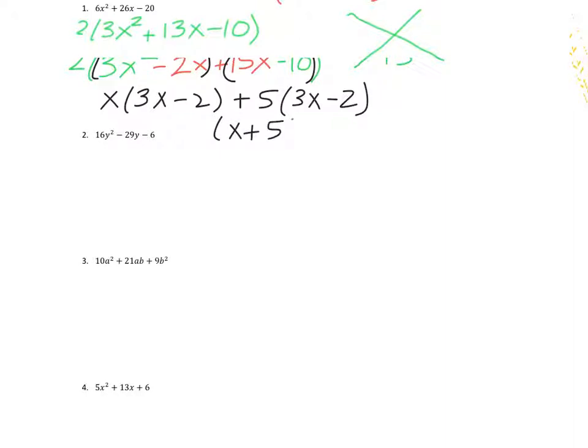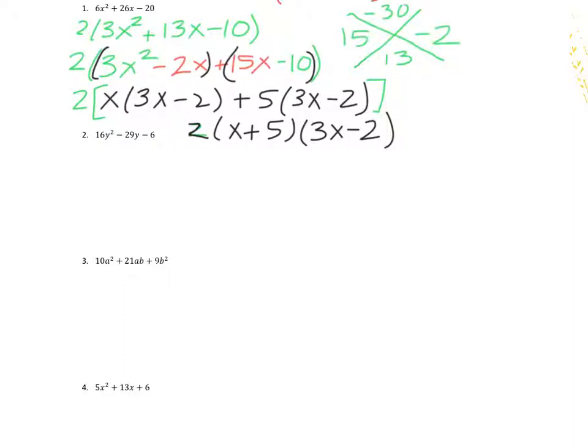And then we have our solution. And the last thing we need is our 2 from before. We really had this 2 the whole time. All right, so there's your solution: 2 times (x plus 5)(3x minus 2).